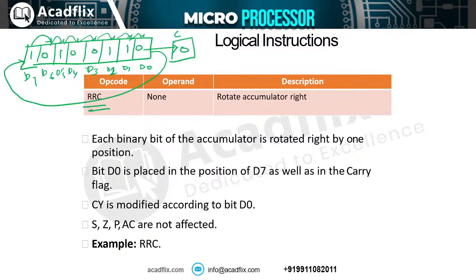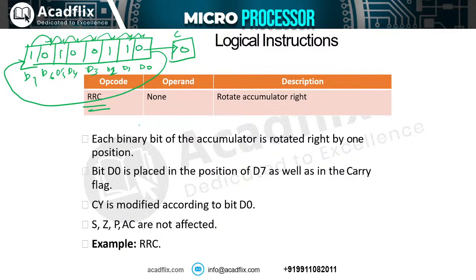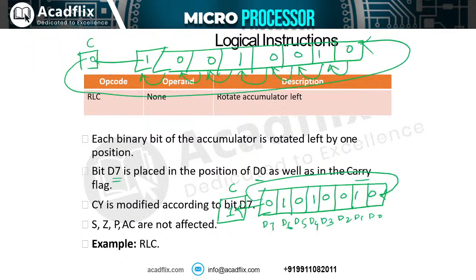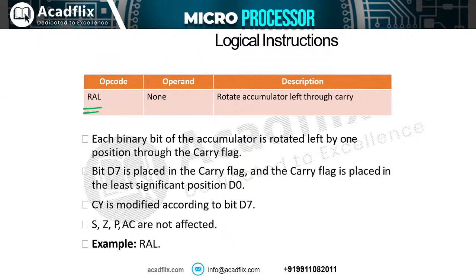In this we are using the accumulator register only. The difference between these two instructions is that in this also we are rotating left and right, but into the accumulator. In this also we are rotating the accumulator left and right. But in this the diagram will be like this. Okay, now see this.